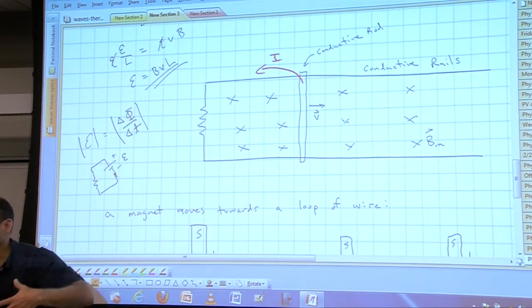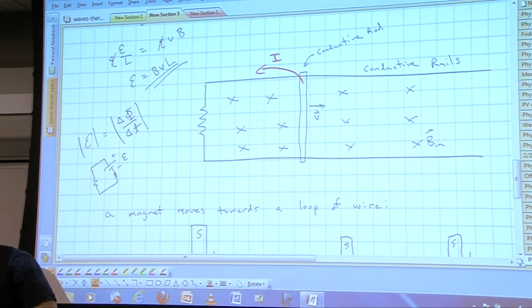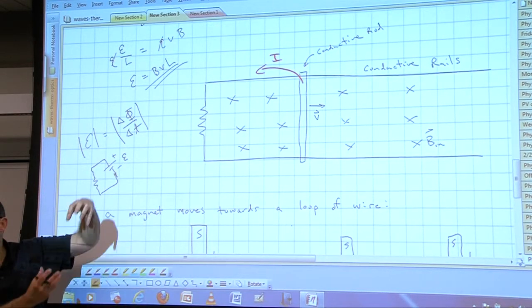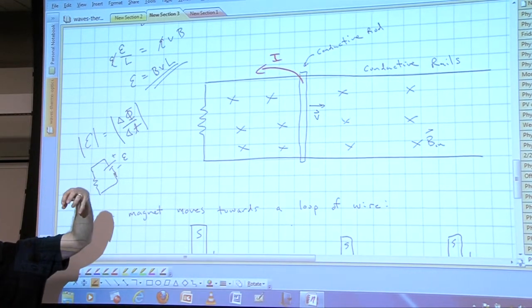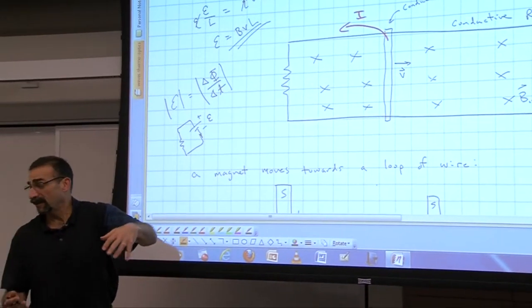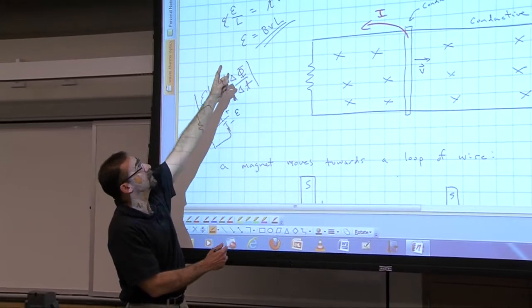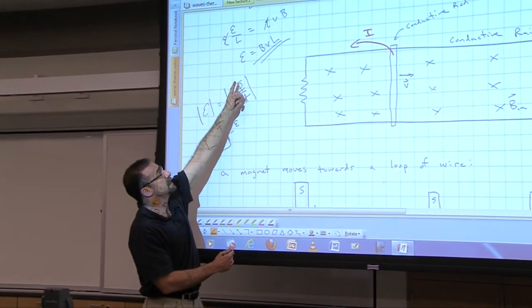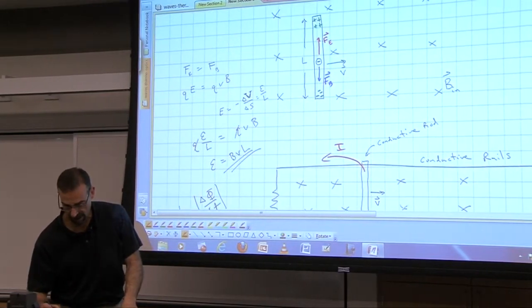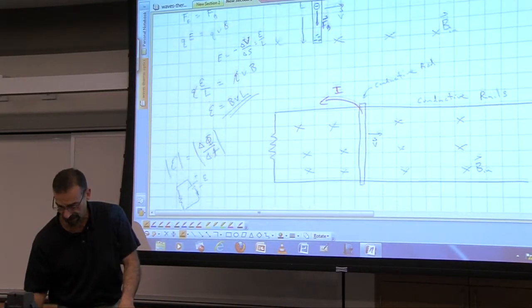But there's another way we could look at this. We could say that this conductive rod moving in a magnetic field, the charges move, right, because they feel forces. Charges moving in a magnetic field feel forces and move. And we just figured out that it generates an EMF across the rod, right? This motional EMF across the rod equal to BVL.